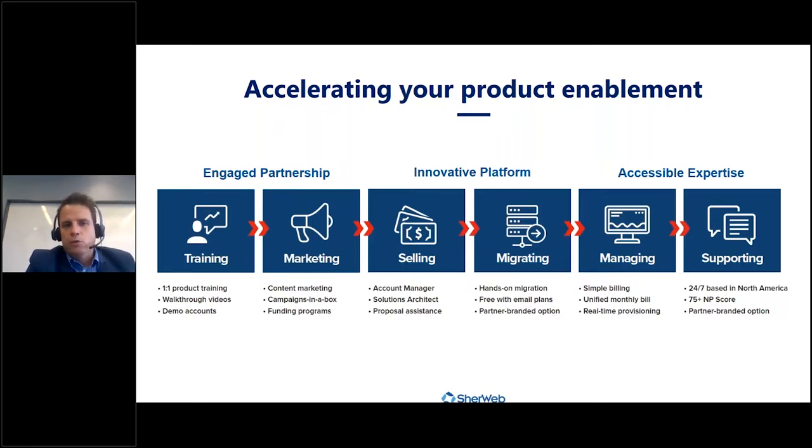So we get you trained, we get you access to our portals, we get you all the sales, the technical, the operational requirements to make sure we have a plan, we know where we're going. And of course, in that process, we look at marketing. Marketing is something that a lot of partners struggle with.